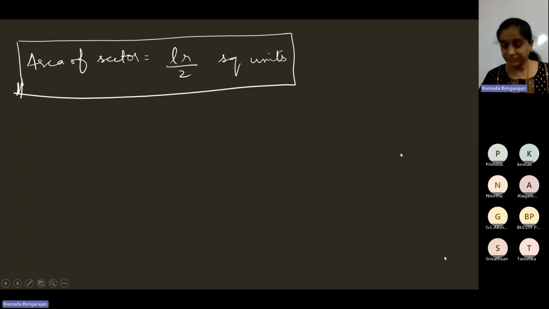Yeah, thank you, children. So I was telling you: if you're finding the area of the minor sector, then L will be the length of the minor arc. If you're finding the area of the major sector, L is the length of the major arc. What is L? Length of arc, right? So we have two arcs, major arc and minor arc. If you're finding the area of the minor sector, you should substitute the length of the minor arc. If you're finding the area of the major sector, you must substitute the length of the major arc. Area of sector is equal to LR by 2 square units.